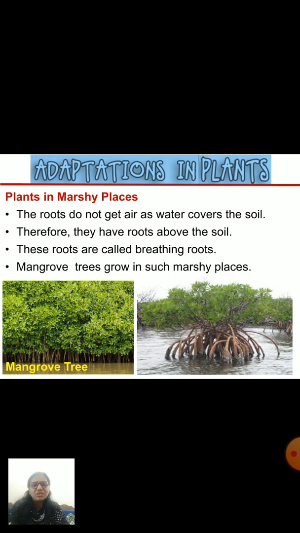You can see in the picture. What type of trees grow here? Mangrove trees. They are called mangrove trees, which grow in such marshy places, and they have roots above the soil. These roots are also called breathing roots because they help the trees to breathe. You can see in the picture how the roots are seen above the surface of the water, right? So these are mangrove trees.